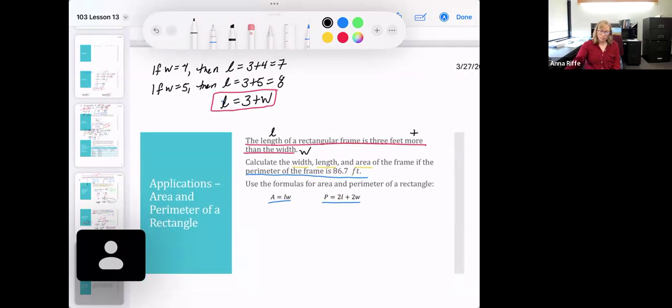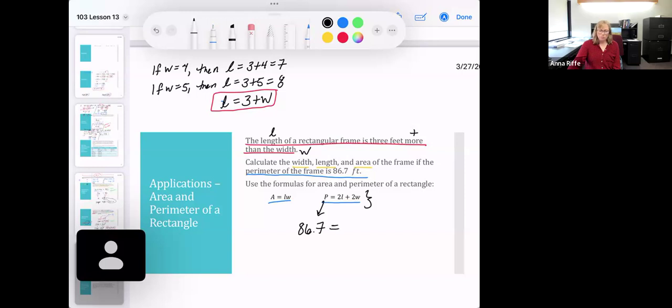Okay. Well, let's see, we're given some information about perimeter. So let's focus on this perimeter equation then and see what that can give us in terms of width, length, and area. We're told that the perimeter of the frame is 86.7 feet. I can just go ahead and directly plug that in. Or P, 86.7 feet, okay?